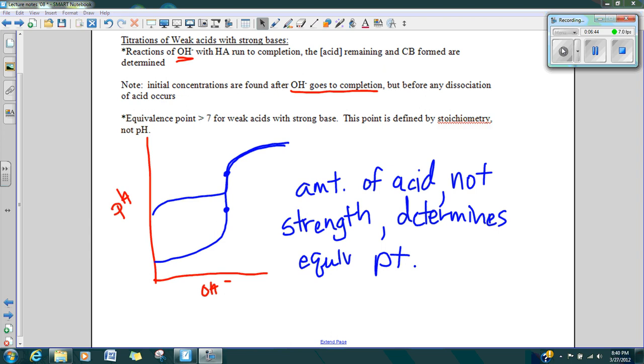So we were talking about acids and bases, and we were talking about titrations, and I think I was making a point that it is the amount of acid, not the strength, that determines the equivalent point.